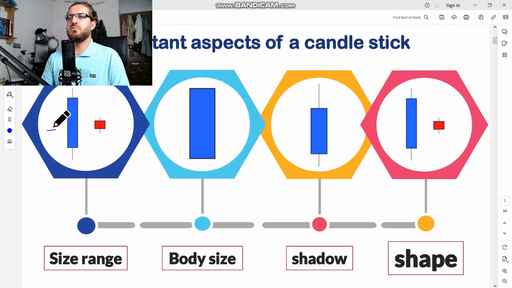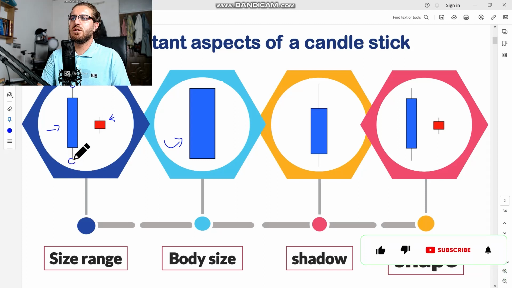It can range from very big candlesticks to very small candlesticks, and all of them are important for us. You are going to learn a lot about those aspects. The next thing is body size. The body size is the thick part of the candlestick, but the range is from this shadow to this shadow. So the body is from this point to this point.